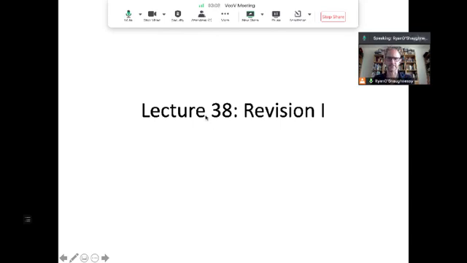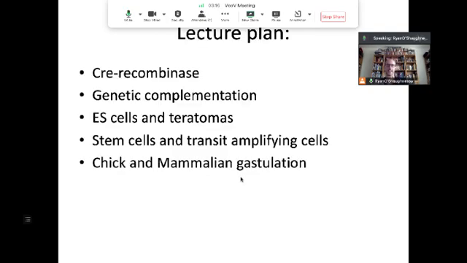So this is the second revision lecture. Don't worry about the numbers. It was the old numbering system. So in this lecture, we're going to look at 5 different things that we looked at in the later part of the lecture series. So we're going to look at how Cre recombinase actually works, and because many people have asked about those Cre-LOX-P experiments and the reporter, the Rosa mouse. So we're going to go through that in a little bit of detail.